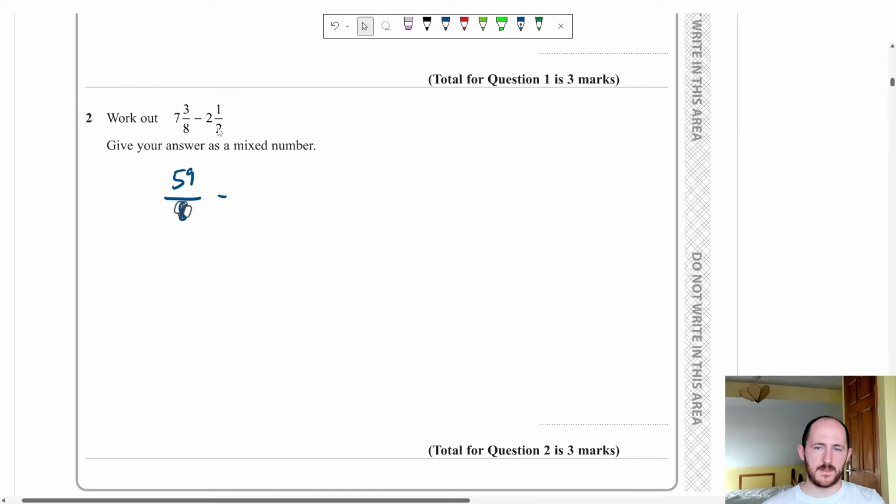Again, we have 2 wholes and they're split into halves, so 2 times 2 is 4. Add the extra half we have, so that's 5 out of 2. We have 5 halves in total. That right there gives you a mark, which is really, really nice.